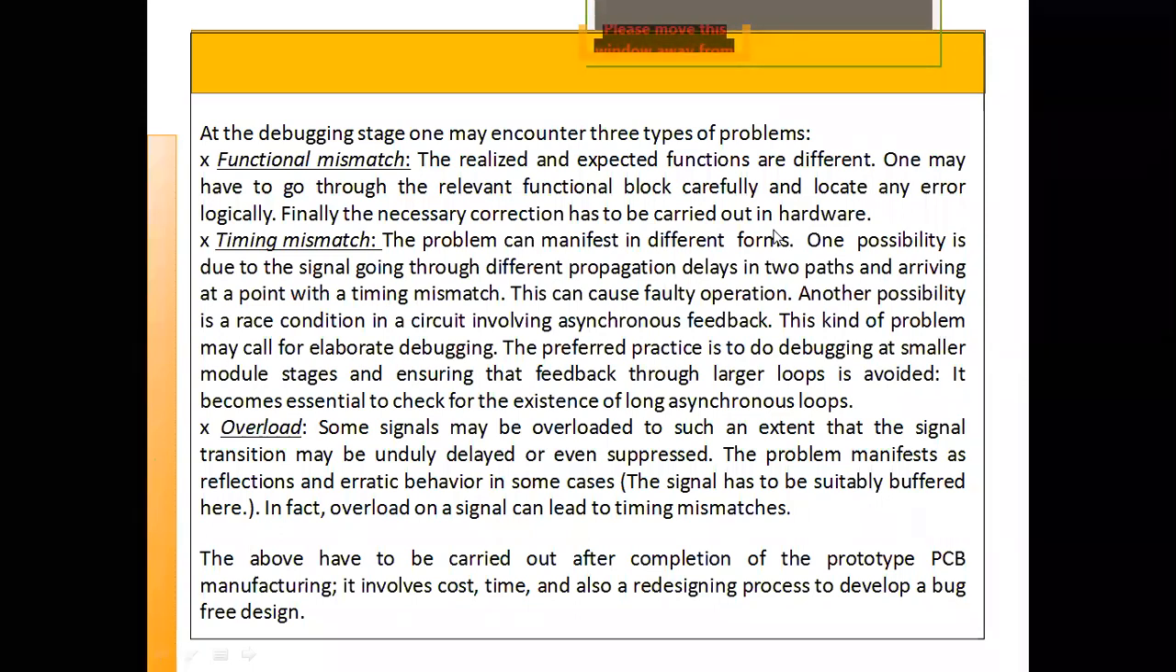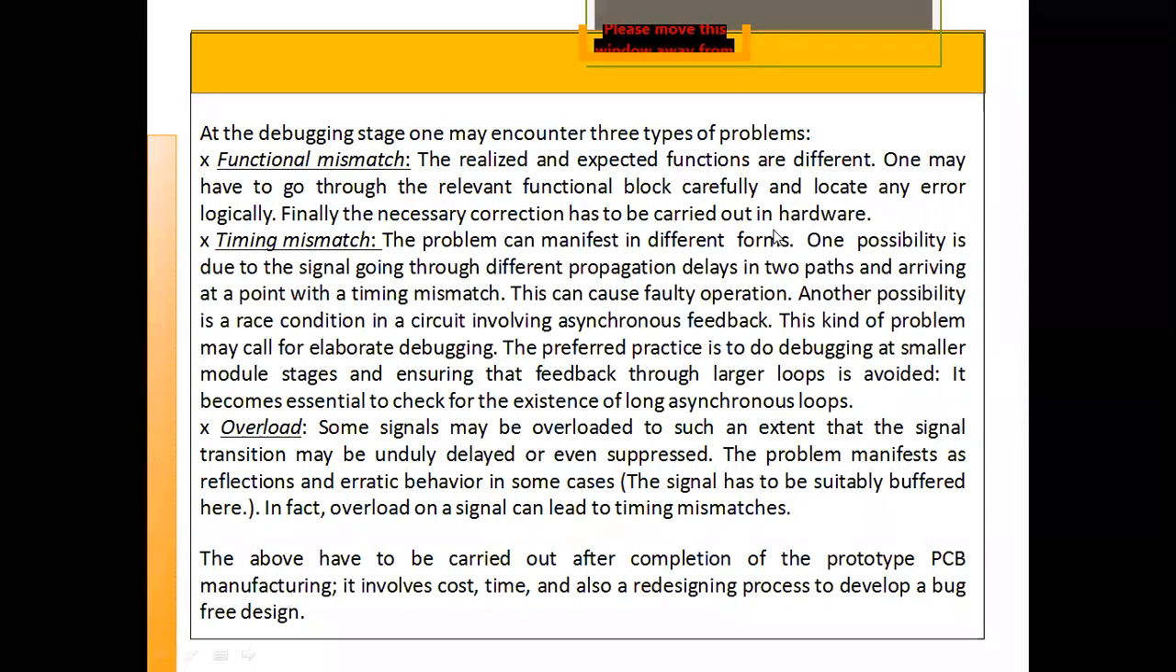If you are using flip-flops, we may have some race around conditions, which involve asynchronous feedback, and this kind of problem can make debugging elaborate. While you are verifying the functionality or compiling, it may go into a very big loop, or an infinite loop, while debugging. So generally we have to go for smaller module debugging to overcome this type of problem.